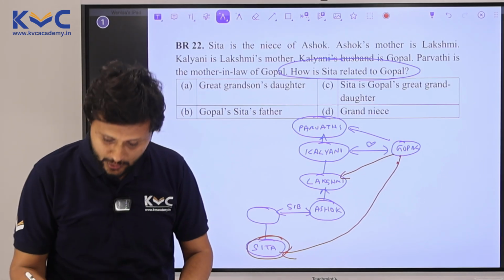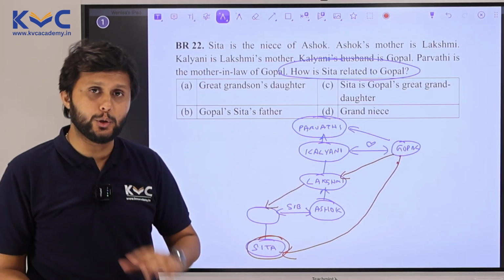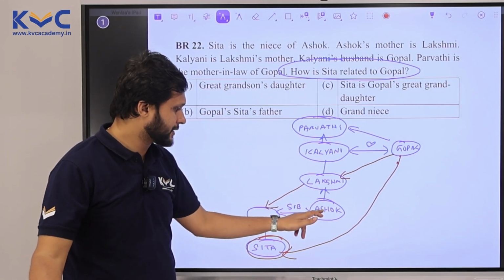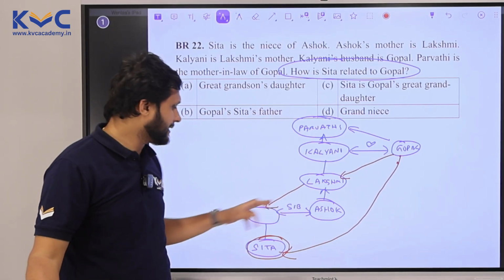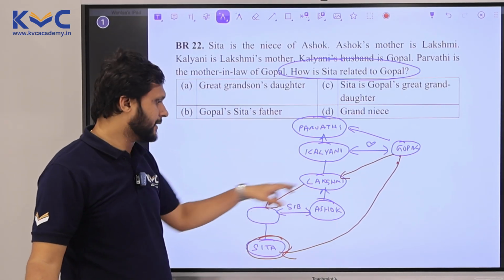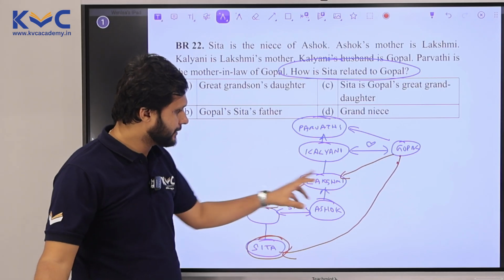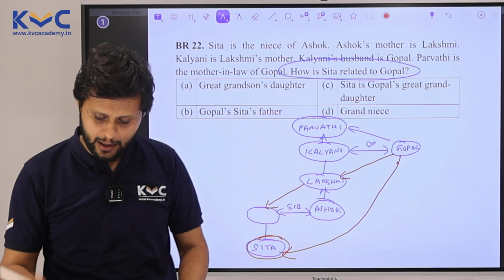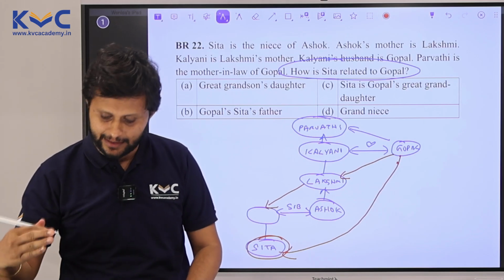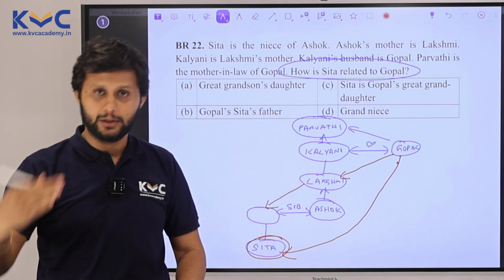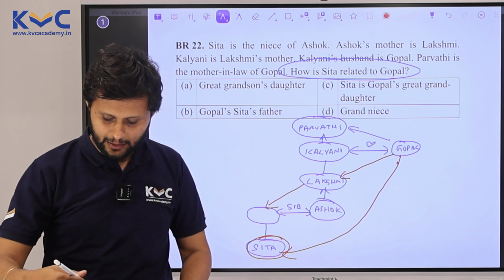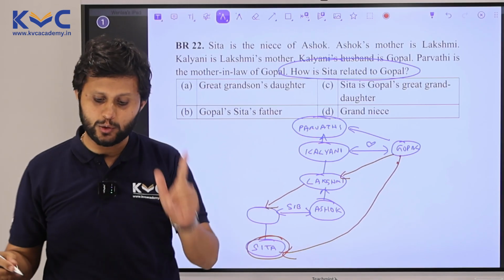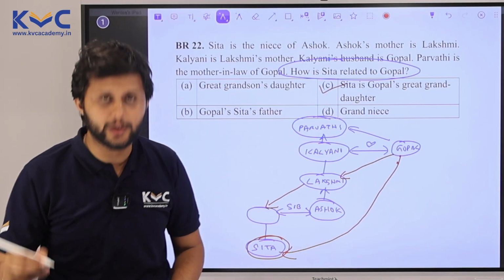Son's sibling. So Lakshmi has probably two kids. Correct? So if these two are siblings and Lakshmi is Ashok's mother, this person we do not know the name. This person is also child of Lakshmi. Okay, and further we have another. So what is the right answer? We have one generation coming down, that is daughters or sons, daughters and further daughter. Three times we have. So Sita is Gopal's great granddaughter.